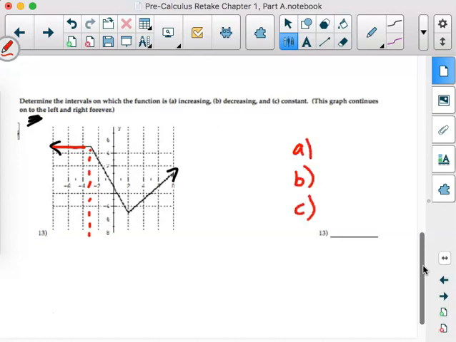And this had parts A, B, and C. So my constant is part C, as I'm reading the graph from left to right. Now I get to negative 3, and it starts decreasing until it gets to 2. And my decreasing was part B. So from negative 3 to 2. And then from 2 to infinity, it's increasing.